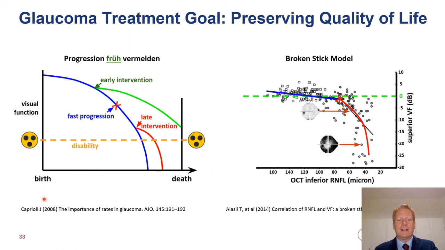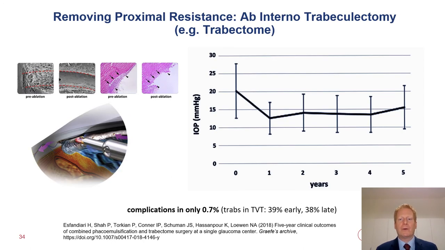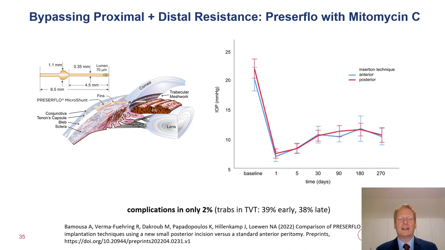This is not just a theoretical model by Caprioli. Our group in Pittsburgh developed a broken stick fit curve that shows that there is really such a point where there is a rapid inflection and downward spiral where the visual field deteriorates much faster, although the rate of retinal nerve fiber loss remains the same. So one could perhaps use a benign procedure like the trabectome early on in this course to prevent this rapid decline.